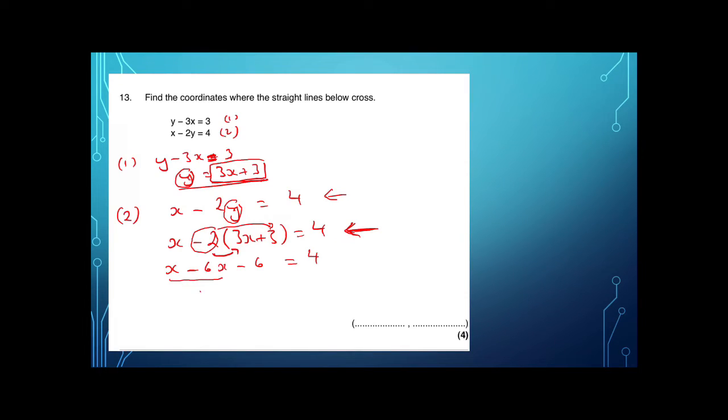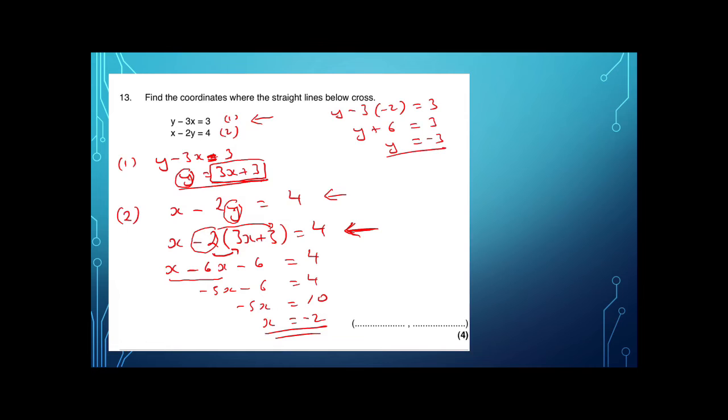x minus 6x is minus 5x. Minus 6 is equal to 4. Add 6 to both sides, which gives us 10. Divide by negative 5 gives x is equal to negative 2. Going to put that value of x is negative 2 into this equation here. So y minus 3 times negative 2 is equal to 3. Negative 3 times negative 2 is positive 6. So y plus 6 is 3. Subtract 6 from both sides gives y is equal to negative 3.